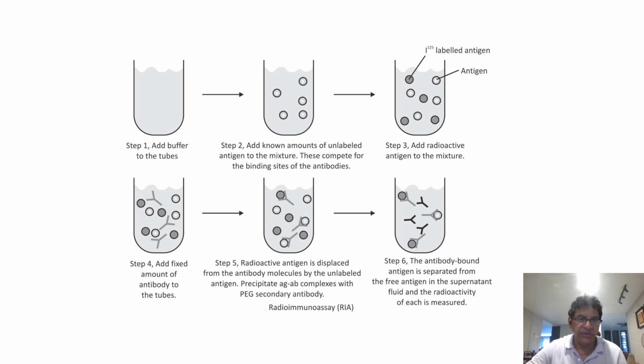This is the radioimmunoassay where we put a buffer into a tube, step one, and add a known amount of unlabeled antigen to the mixture to compete for the binding sites of the antibodies. Once the antibodies are competing with the unlabeled antigen, then we add a radioactive antigen to the mixture. Then we look at step 4. The added amount of the antibodies is fixed. In step 5, the radioactive antigen is displaced from the antibody molecules by unlabeled antigen, and the antigen-antibody complex is precipitated with PEG secondary antibodies. Step 6: the antibody-bound antigen is separated from the free antigen in the supernatant fluid, and the radioactivity is measured from each of them.